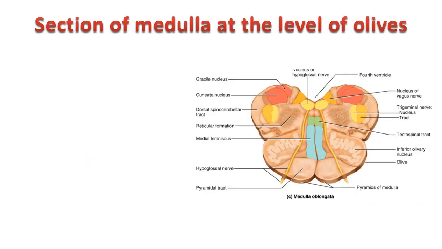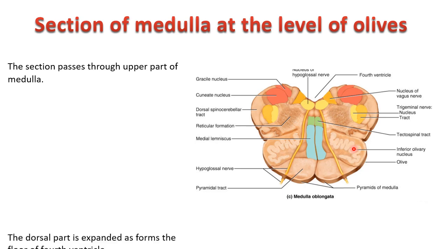Now coming to the section of medulla at the level of olives. This is when you take a section at the level of the swelling of the upper part of the medulla and the olives. So the main thing you are able to see is a large inferior olivary nucleus. It is like a crumpled bag which opens medially. This inferior olivary nucleus mainly receives afferents from your cerebral cortex and the spinal cord, the spino-olivary tract. The efferents go to the cerebellum as the olivocerebellar fibers. So we'll come to it later.